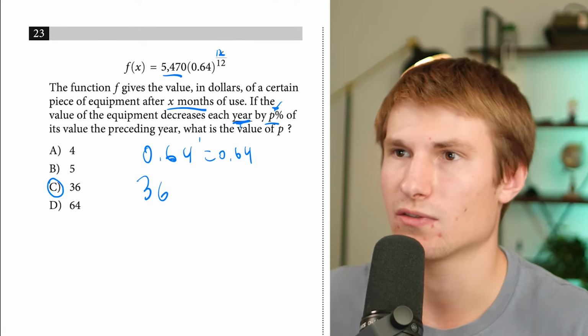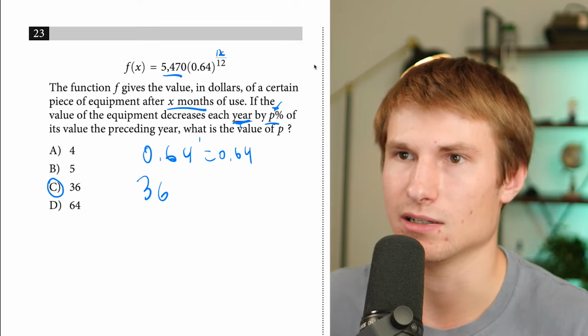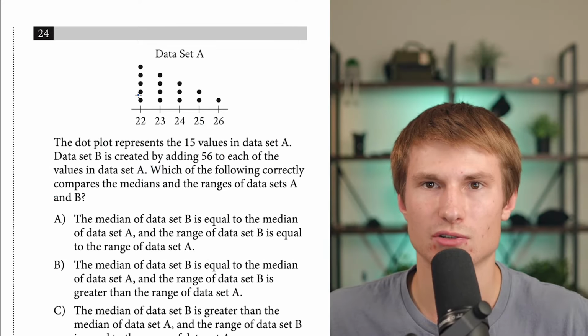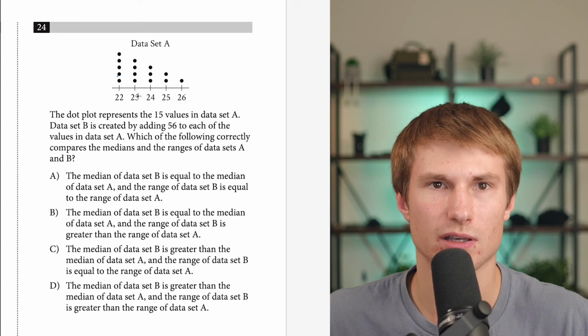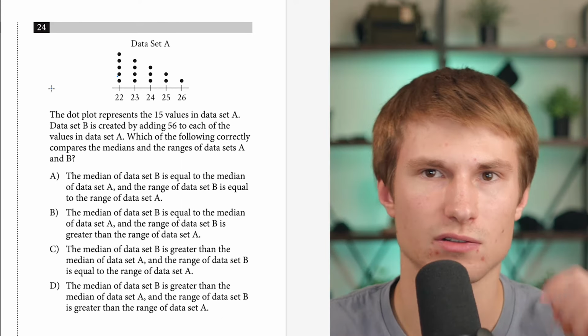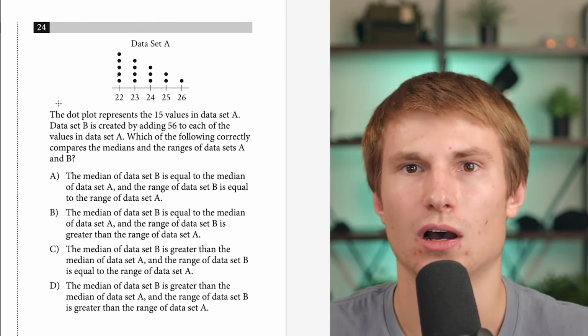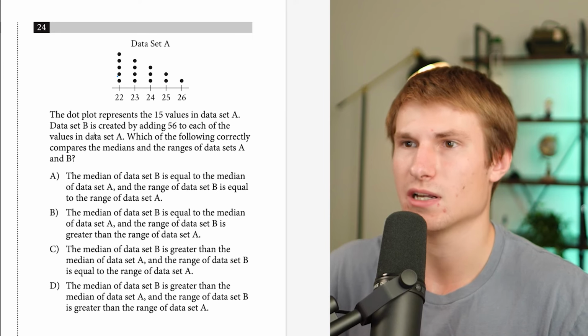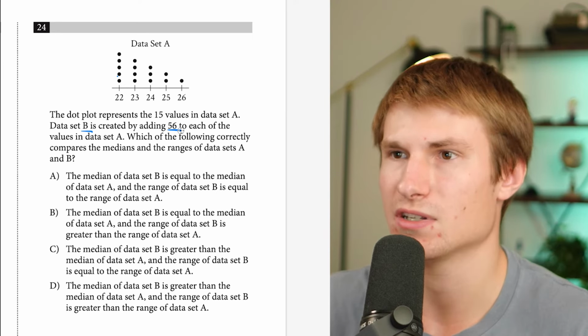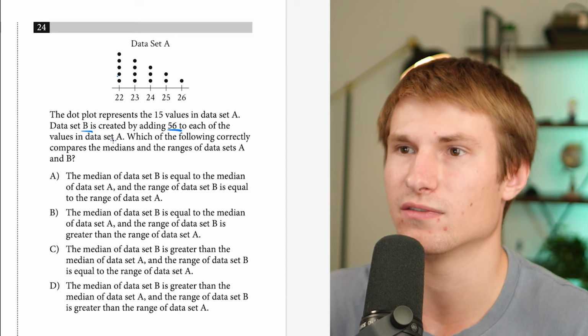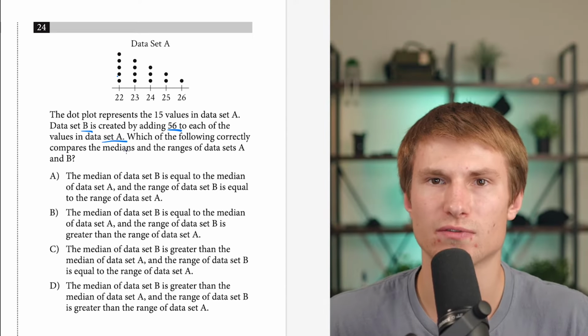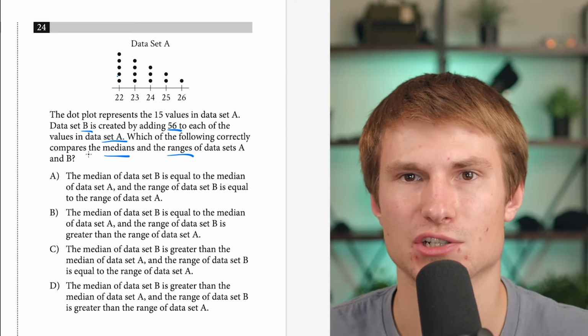Moving on to question 24, it looks like we have a data set. Let me zoom out so you guys can see a little bit more of this. Okay, let me know in the comments if that's too small, and in the future, I'll just keep it zoomed and scroll. 24 says the dot plot represents 15 values in data set A. Data set B is created by adding 56 to each of the values in data set A. Which of the following correctly compares the medians and the ranges of data sets A and B?